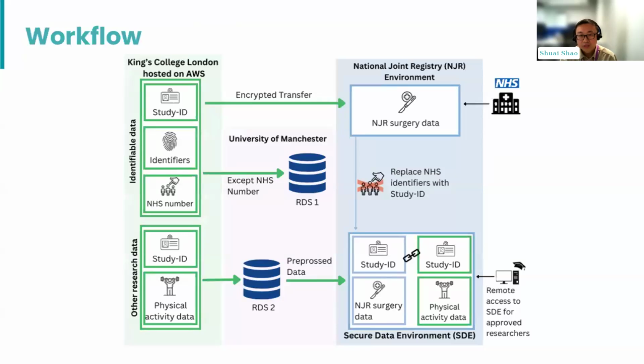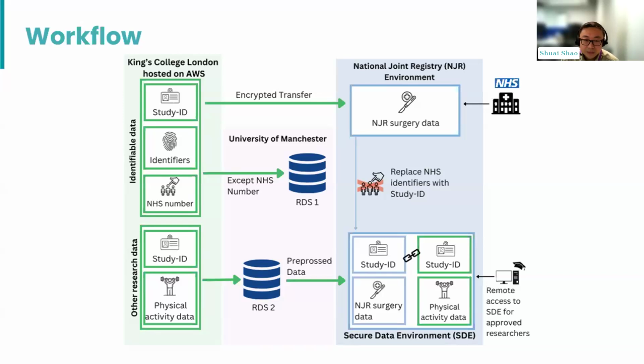To begin, we work with King's College London to establish a recruitment system to recruit participants who had knee replacement surgery. From those participants, we collect two types of information, identifiable data and activity data. The identifiable data is necessary for matching participants to their surgery records in the National Joint Registry database. Meanwhile, activity data collected from wearable devices and smartphones allows us to track physical activity levels over time and assess recovery patterns.